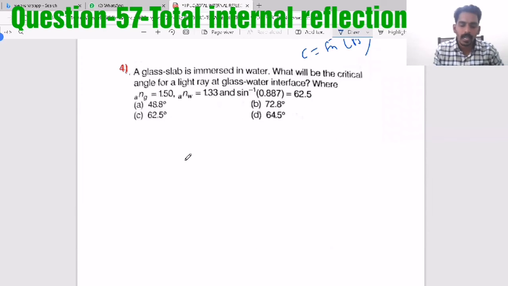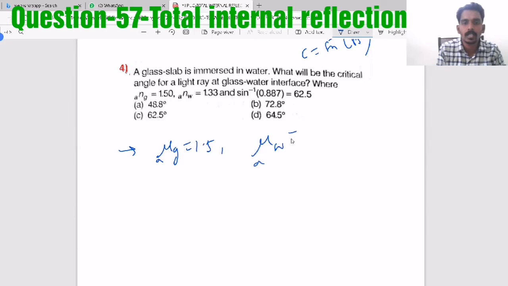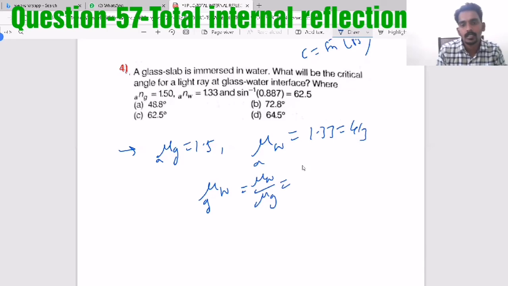Now the next thing is, a glass slab is immersed in water. What will be the critical angle for light ray at a glass water interface? So now, refractive index of glass with respect to air is 1.5. Refractive index of water with respect to air is 1.33, nothing but 4 by 3. Then refractive index of water with respect to glass equal to mu W by mu glass, that is 4 by 3 by 1.5 means 3 by 2, that is 8 by 9.